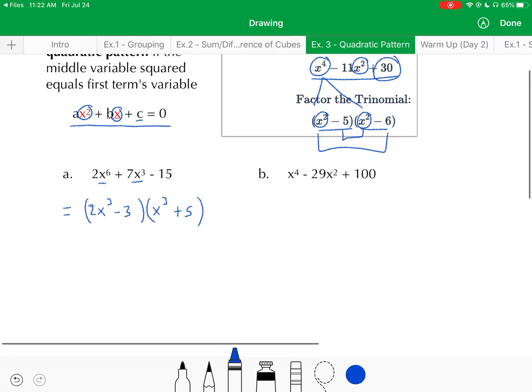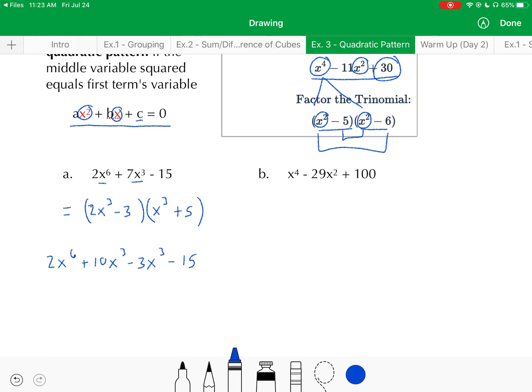Okay. Now you can just double check that. If you did the first part of FOIL, you would get 2x to the sixth. Outside part would get 10x cubed. Inside part, -3x cubed. And then last part, -15. Notice, of course, those combine to the 7x cubed. So we're good here.